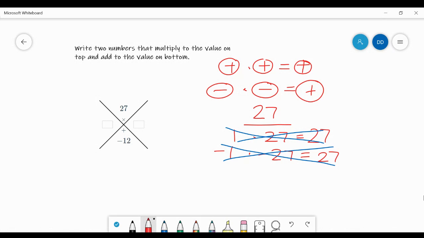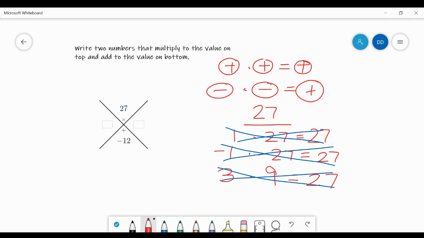Another set of numbers is 3 and 9. 3 times 9 gives us 27. Now, when we add 3 and 9, we get positive 12. But this is a negative 12. So we're really close, but that's not the set of numbers that we want because this is negative, and when we add these together, we get a positive number.